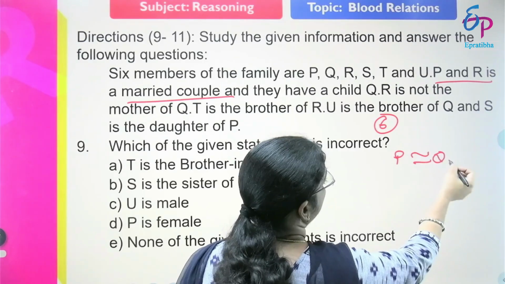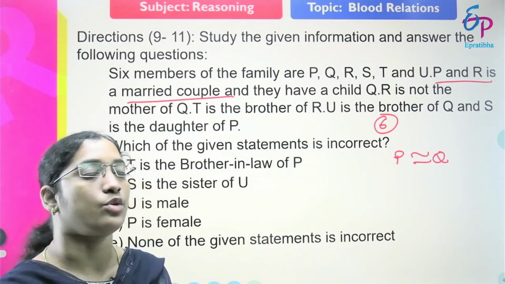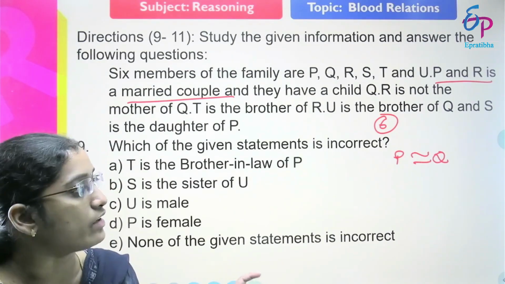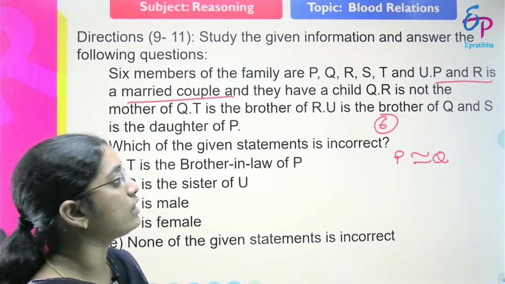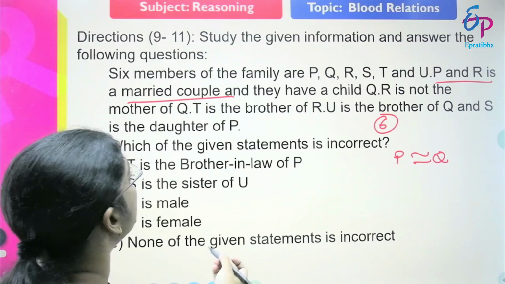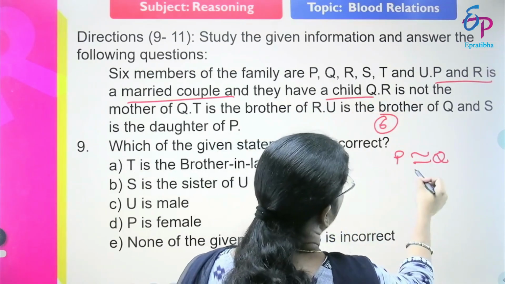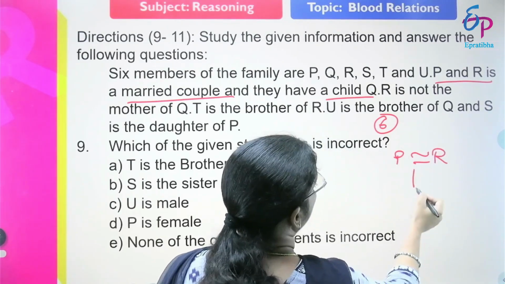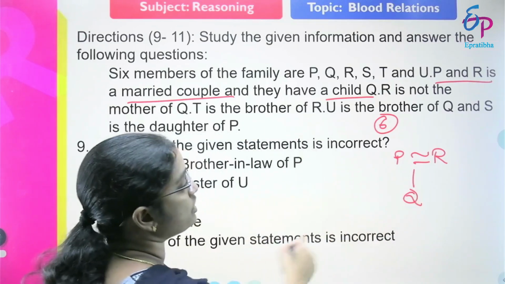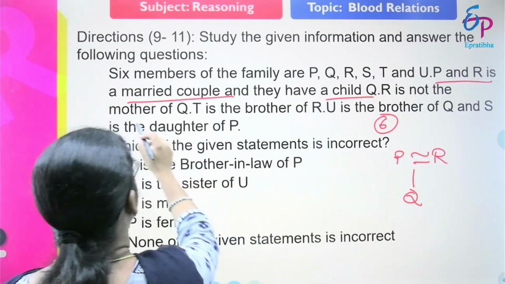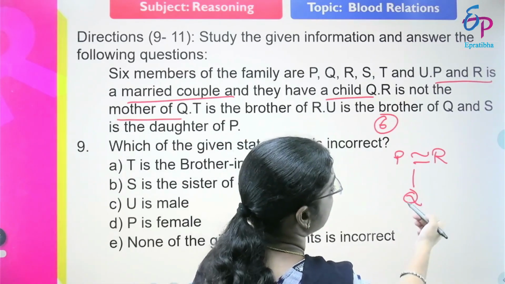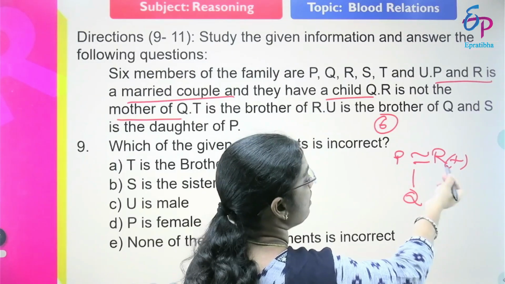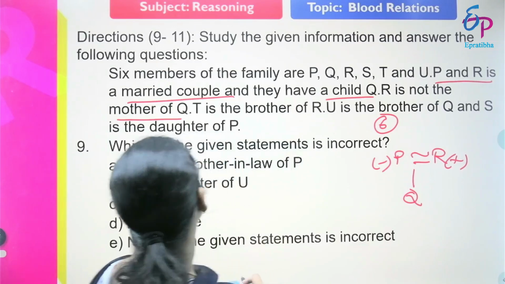Here I am using couple indication, but we don't know out of P and R which person is husband and which person is wife. We know only one piece of information, that P and R are a married couple and they have a child Q. We don't know the gender of Q either. Then R is not the mother of Q, that means R is the father of Q. If R is the father, then definitely P is the mother, right?